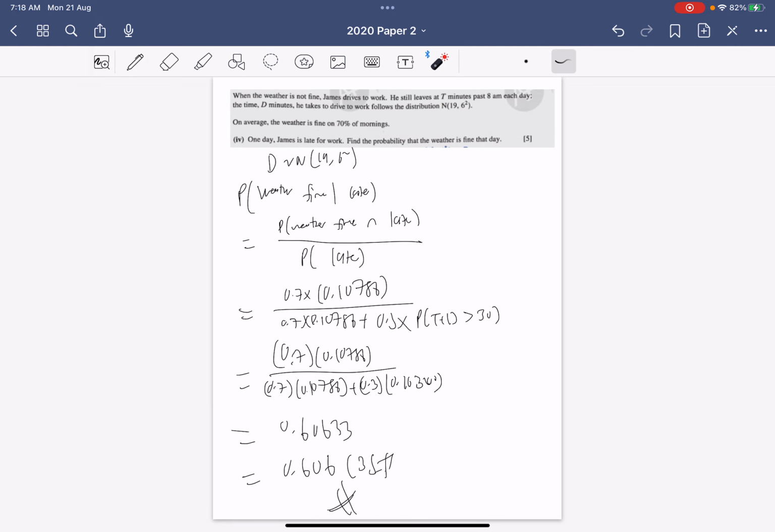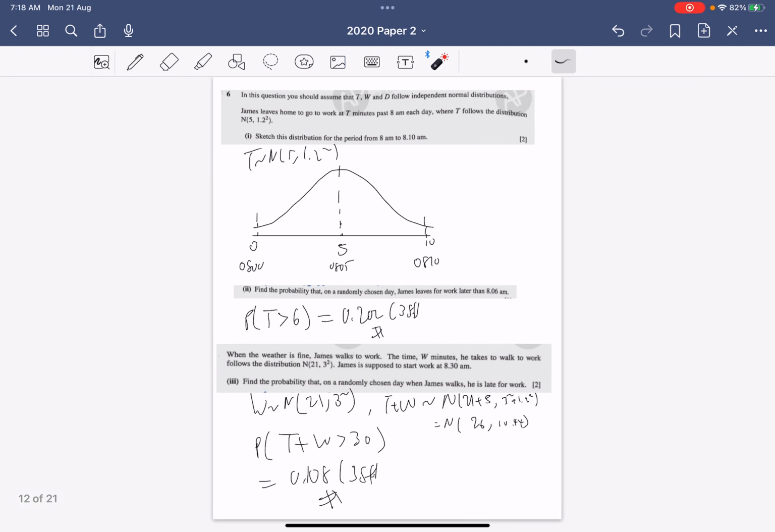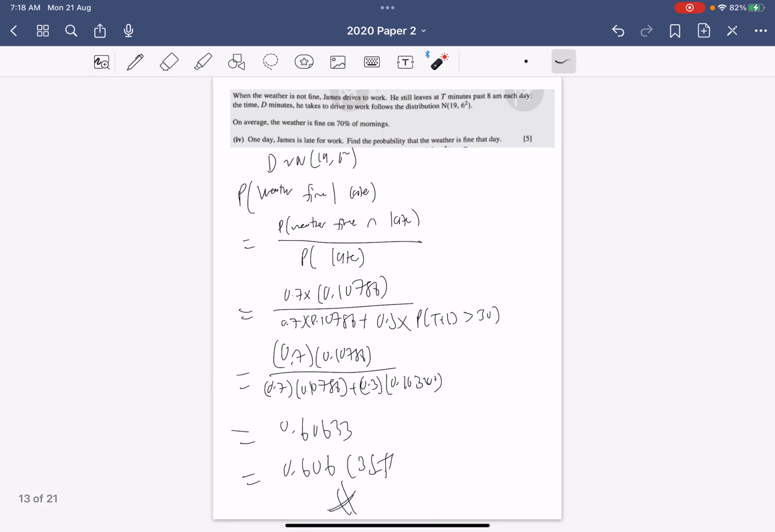what happens when he's late given that the weather is fine. So in that case, the weather is fine and he's late will just be this probability that we found earlier, times 0.7, then over the probability he is late. So the probability he is late will just be weather fine and he's late, plus weather not fine, which is 0.3, times he's late. Then you're able to get that it's 0.606 (3 s.f.).